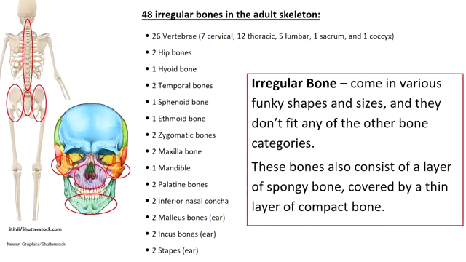And then finally, we have the last major category of bones, which are the irregular bones. These come in various funky shapes and sizes, and they don't fit in any other of the bone categories, so they put them in their own category. These also consist of a layer of spongy bone covered by a thin layer of compact bone. And there are 48 irregular bones in the adult skeleton, including the hip bones, the vertebrae, the hyoid bone, and some of your skull bones.